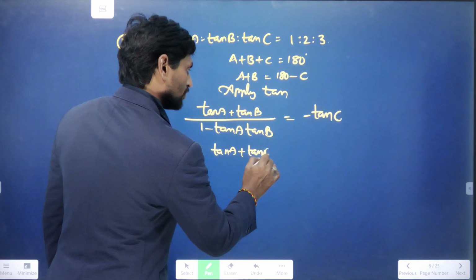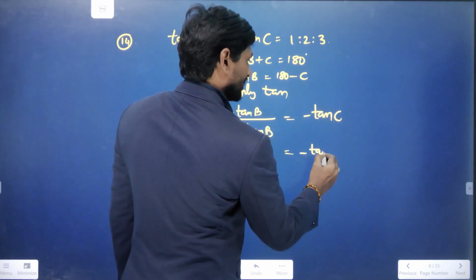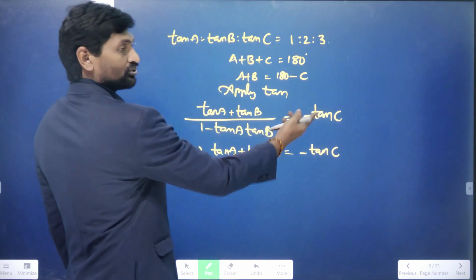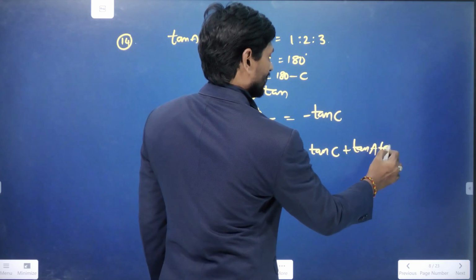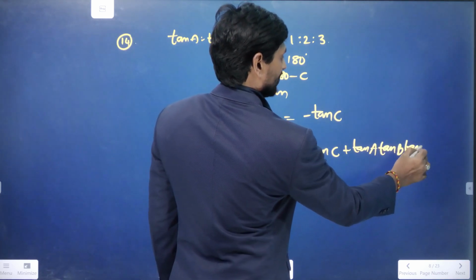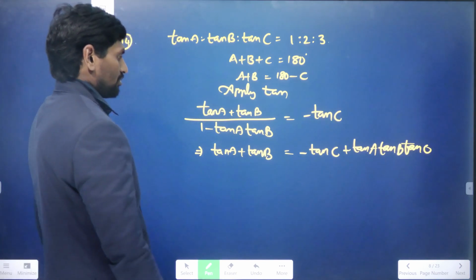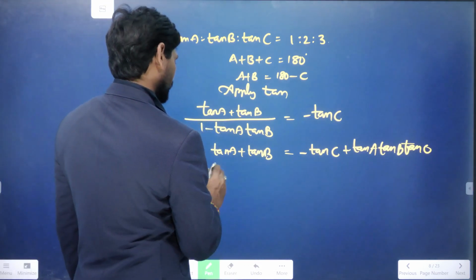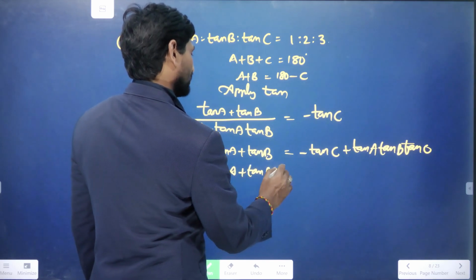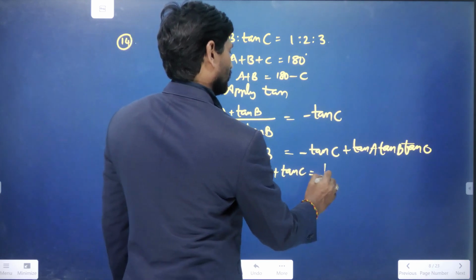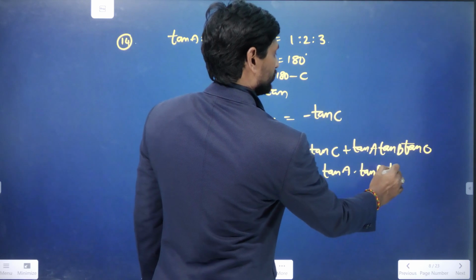The denominator transposes to the other side and goes to multiply. 1 into minus tan C is minus tan C, and minus into minus becomes plus, that becomes tan A tan B tan C. So bring this side: tan A plus tan B minus tan C, bring this side, it becomes plus tan C. That is equal to tan A into tan B into tan C.